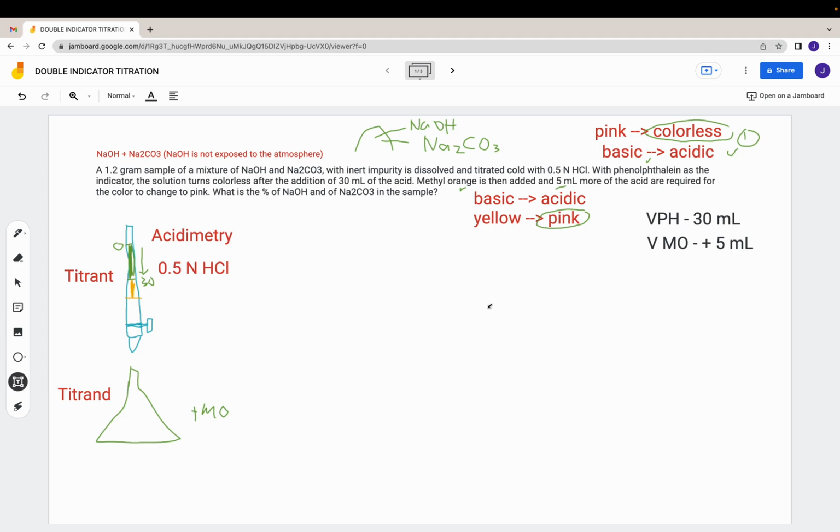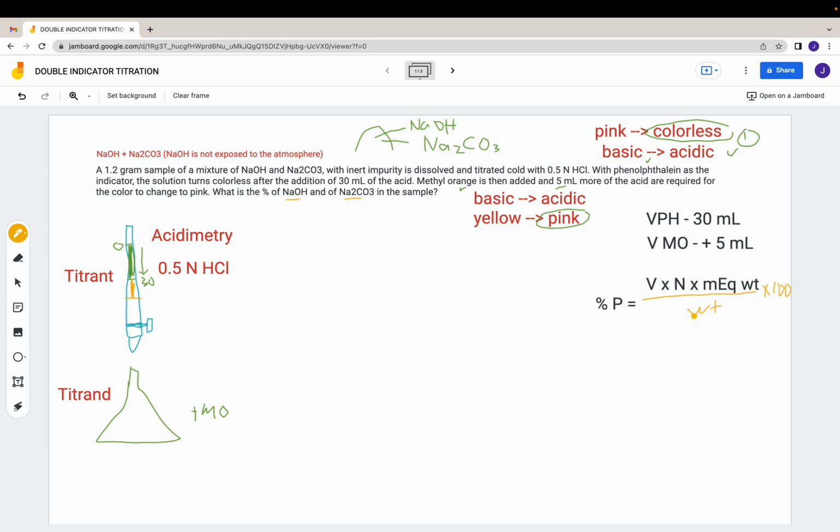Later on, if you want to solve for the percent purity, remember the equation for percent purity during your titrations: percent purity of a substance is equal to volume times normality times MEQ weight, divided by the weight of your sample, times 100. So later on, we need to find 2 percent purities: that of your NaOH, and the second one is that of your sodium carbonate.